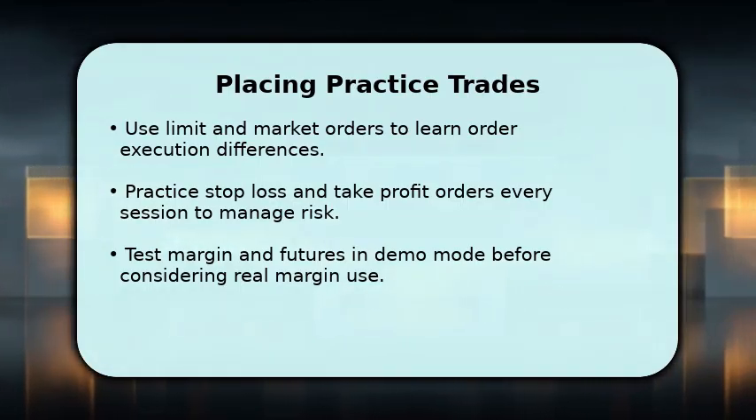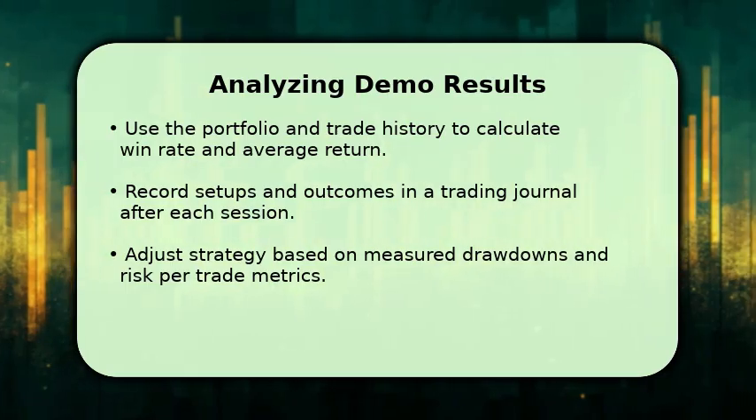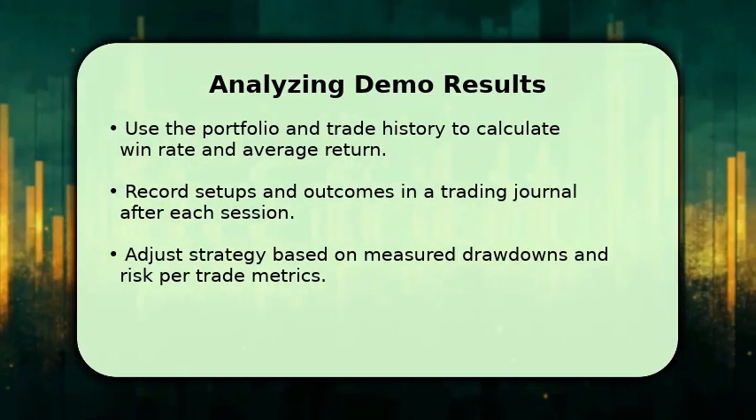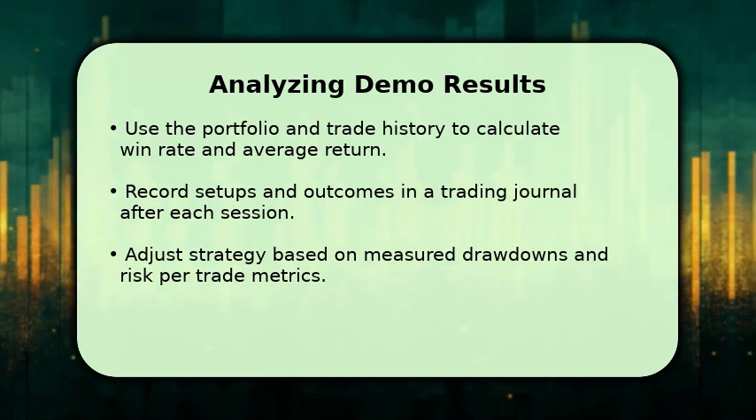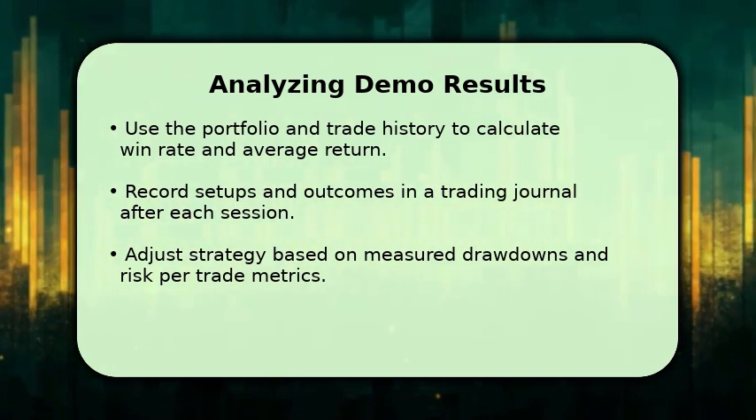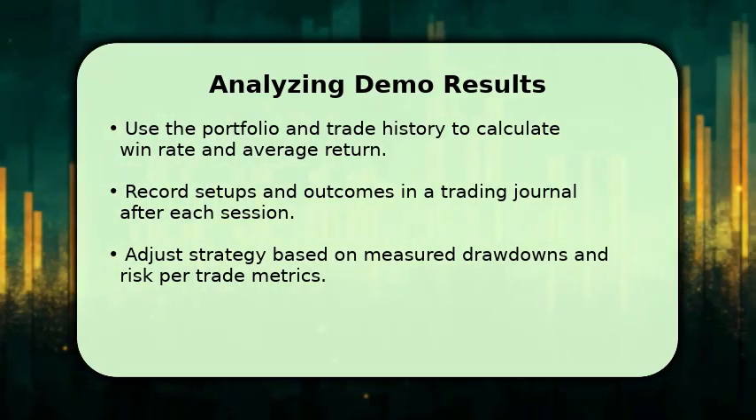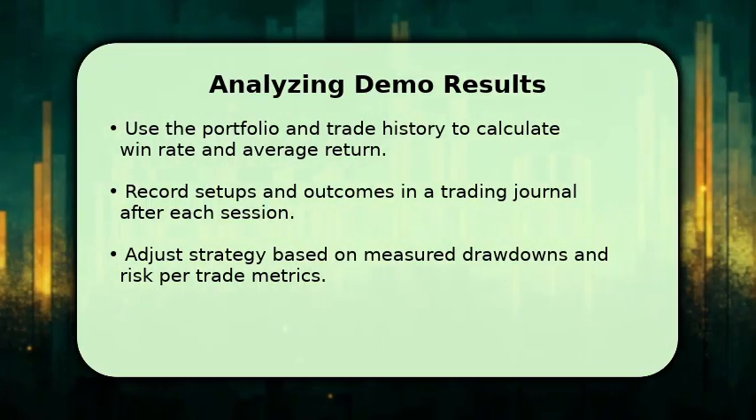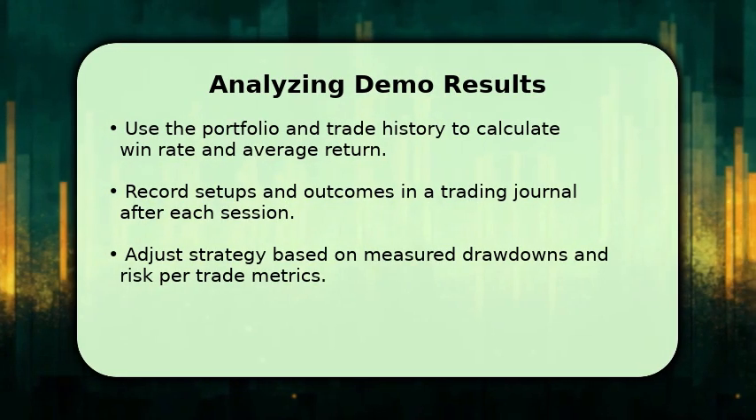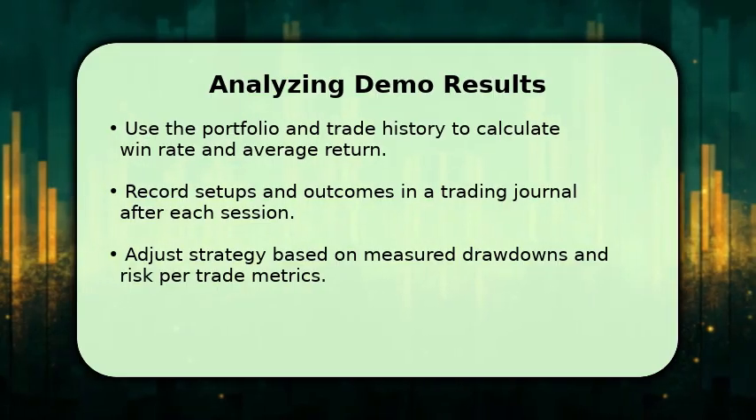After several practice sessions, analyze performance metrics to see what works and what does not. Calculate win rate, average return, and maximum drawdown to assess strategy viability. Keep a simple trading journal with setup, size, risk, and emotion notes to spot recurring mistakes. Iterate on entries and exits based on measurable results, not emotions. Treat demo results as experiments that inform gradual.